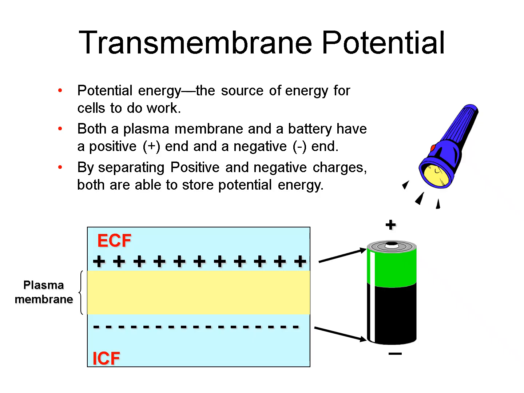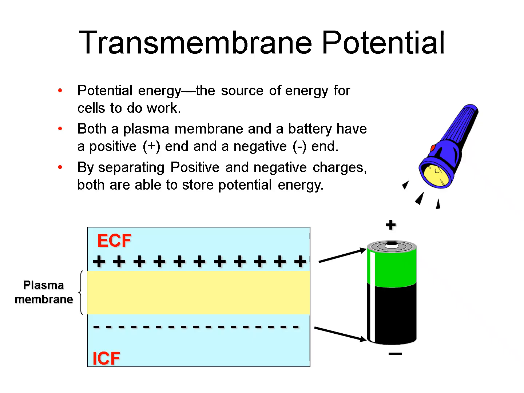This potential difference represents stored energy, which the cell can use to do work, and is called the transmembrane potential. When a cell is at rest, which means that it is not responding to various stimuli, the transmembrane potential is called the resting membrane potential. The cell membrane and resting membrane potential are analogous to a battery. Both a battery and a plasma membrane have a positive end and a negative end. By keeping the positive and negative charges separate, both the battery and cell membrane are able to store potential energy.